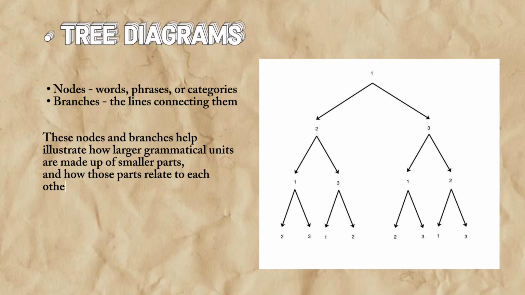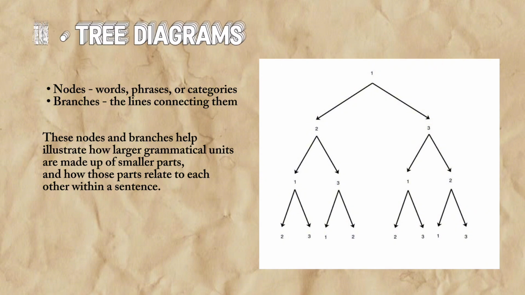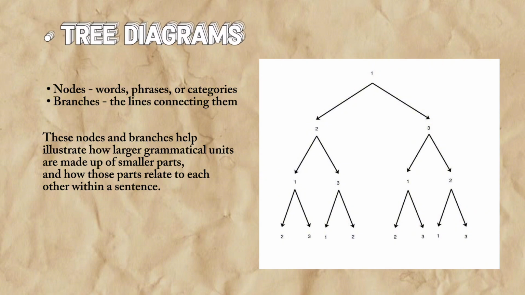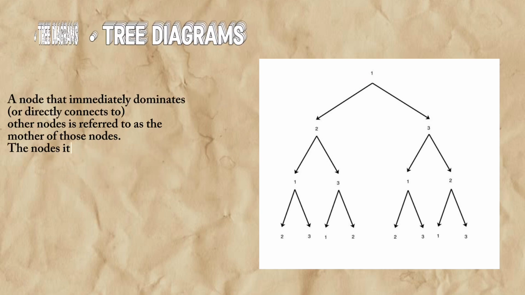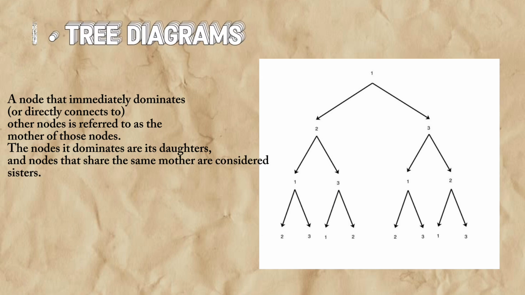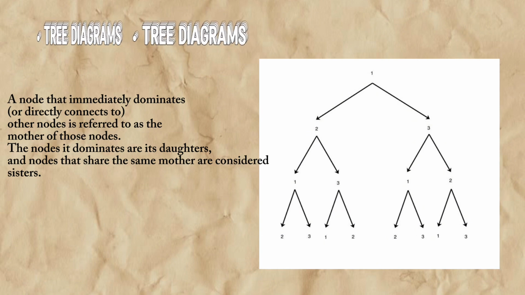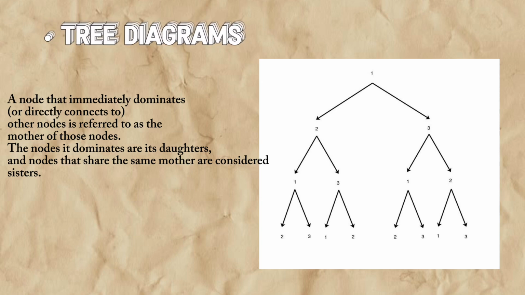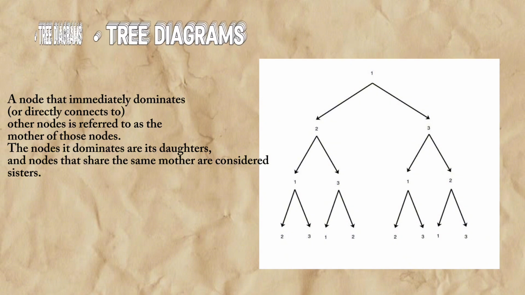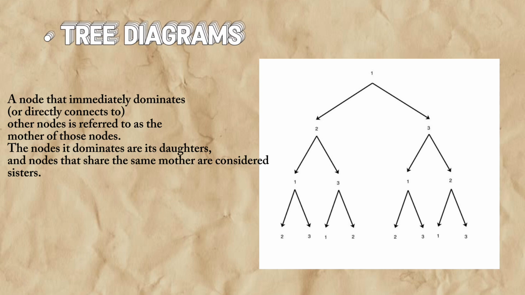These nodes and branches help illustrate how larger grammatical units are made up of smaller parts and how those parts relate to each other within a sentence. To better explain the relationships between nodes, linguists often describe the structure in terms of family relationships. This metaphorical framework includes terms such as mother, daughter, and sister. A node that immediately or directly connects to other nodes is referred to as the mother of those nodes. The nodes it dominates are its daughters, and nodes that share the same mother are considered sisters.